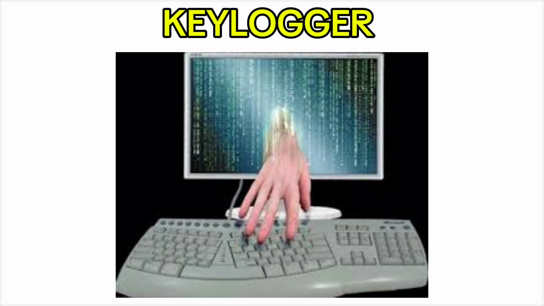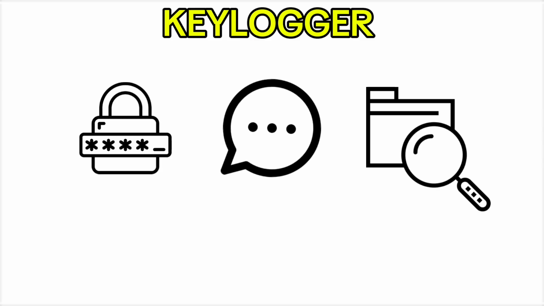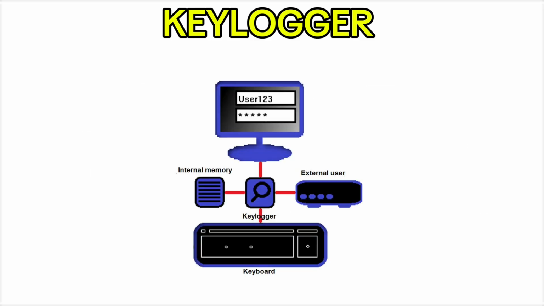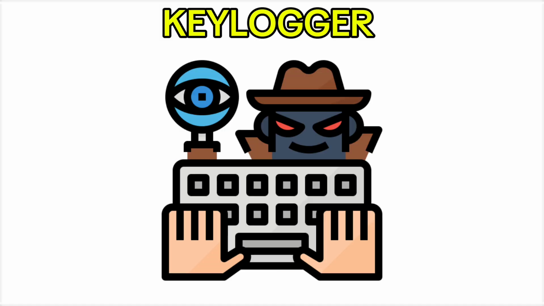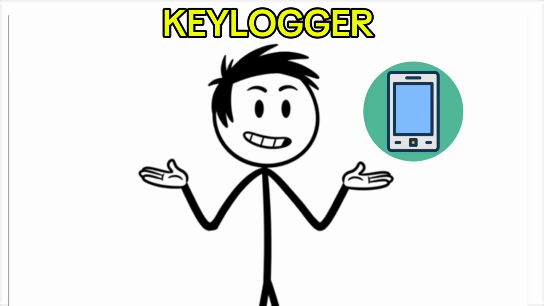Keylogger. A keylogger records every key you tap on your phone keyboard. Every password, every message, every search. It sends all of that information to a hacker. You type your bank password and the hacker gets it instantly. Keyloggers are dangerous because they are completely invisible to you. You will never know one is running unless you scan your phone for malware.